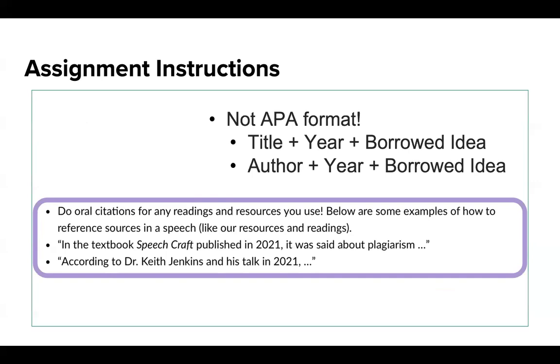So, as we've been discussing, you'll need the title plus the year and the idea you've borrowed, or the author and the year and the idea you've borrowed. So let's look at these. In the textbook Speechcraft, published in 2021, and according to Dr. Keith Jenkins and his talk in 2021. So in the first, we have the title plus the year plus the idea you borrowed. And in the second, we have the author plus the year plus the idea you borrowed. So keep both of those methods in mind.